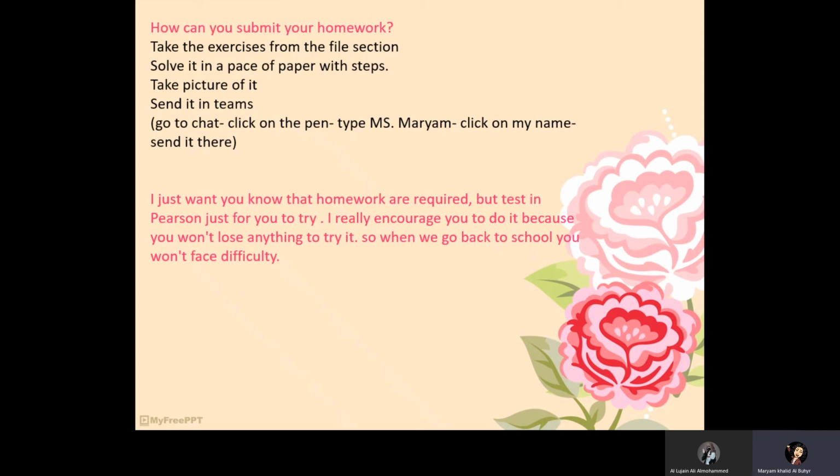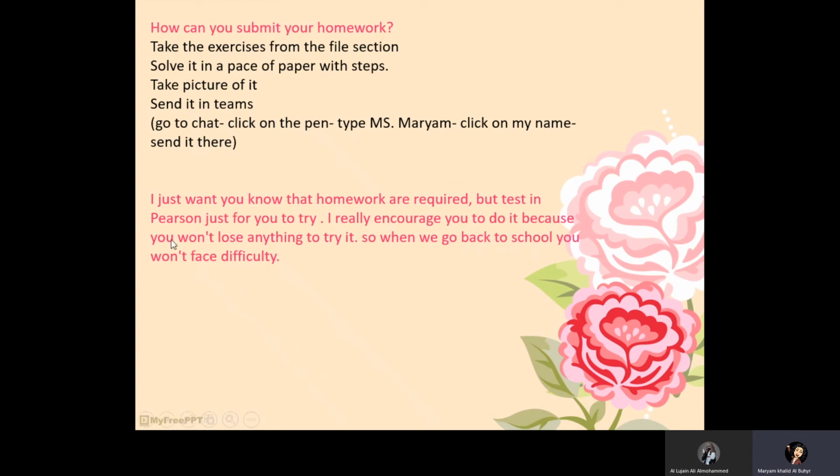So that's for the homework. The homework is required. That's from the school. I mean, I will grade them, but exactly the same as a school. If you try them, I'm not looking for your mistakes. I just see if you tried or not. So I will grade them in my grade book. Then once we go back to the school, I will enter them in Skyward.